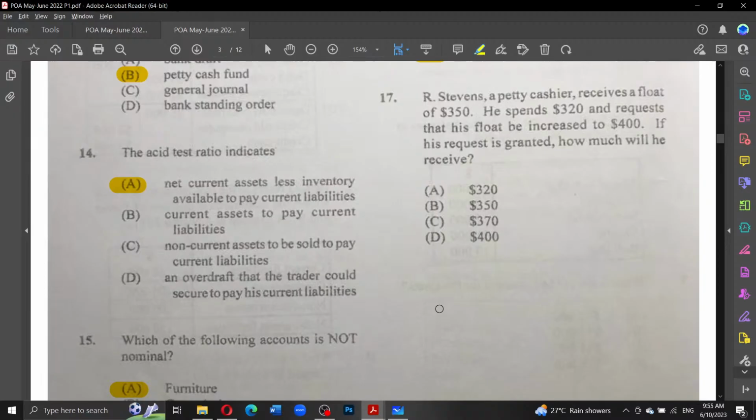Alright, so normally for a petty cash book, you will receive the amount that was spent. So in this case, he spent $320. But he is also requesting that the float increase by $50, from $350 to $400. So if his request is granted, he will collect the 320 plus the 50, so that will be $370.